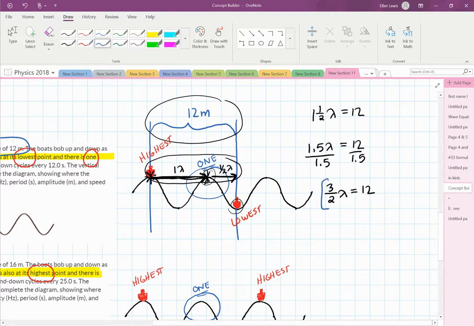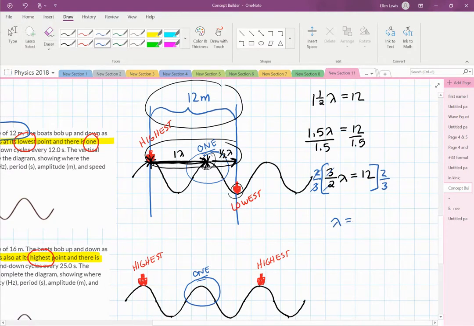And this is where I like to use that little reciprocal trick. So I'm going to multiply both sides by 2/3, and everything cancels out on this side, and I get lambda. 12 times 2 is 24. 24 divided by 3 is 8 meters. So one wavelength, 1 lambda, is 8 meters. And that should make sense because if we're going from the two boats and we're getting 12 meters, going from the top of one crest to the top of the next crest should be smaller than that. So yes, our wavelength is 8 meters.